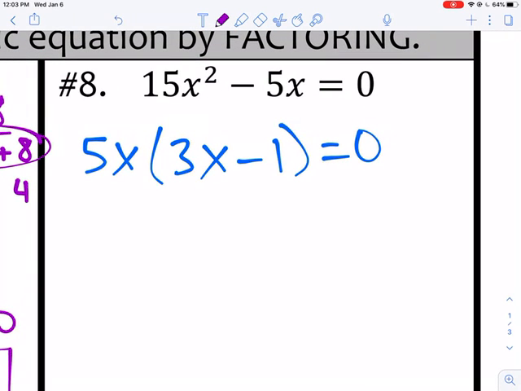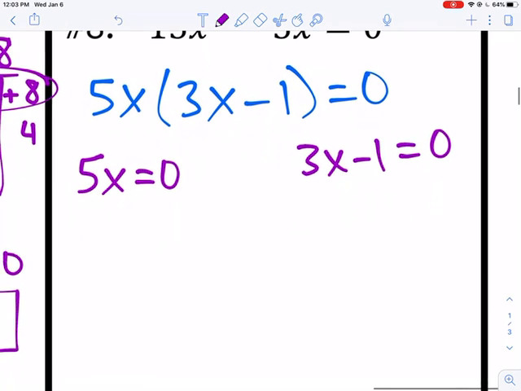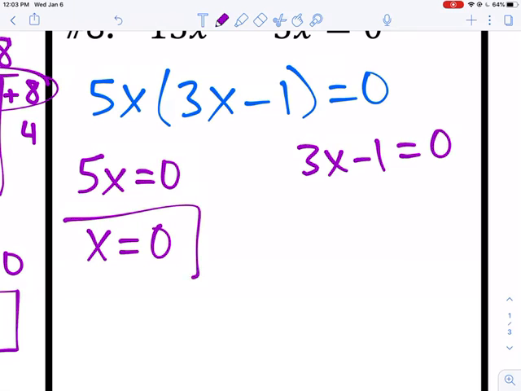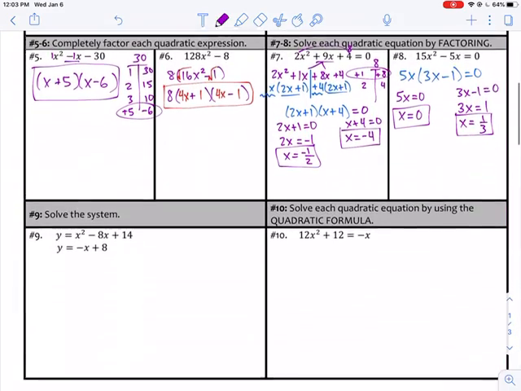So now we're going to do the same thing right here. So we're going to set up 5x equal to 0, and we're going to set up 3x minus 1 equal to 0, our two parts. And then we solve. Well, 0 divided by 5 is still 0. And here I'm going to have 1/3, and we get that because we add 1 to both sides, and then we divide by 3 to both sides. And those are our two solutions there.